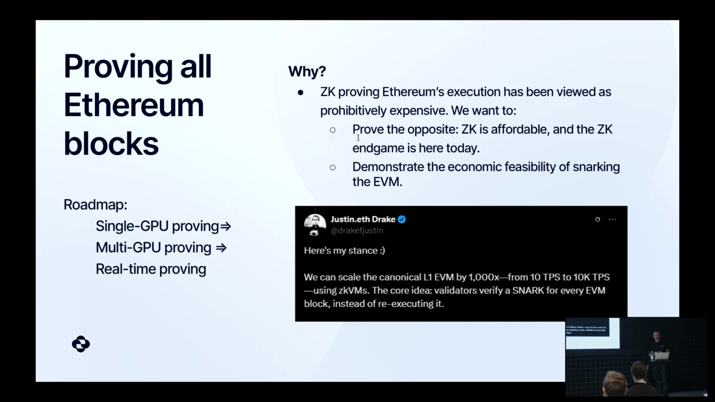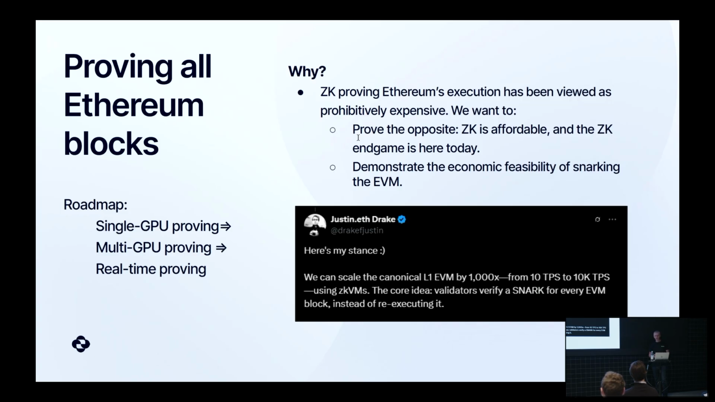Now, why is proving Ethereum important? I'm pretty sure you've seen a lot of discussions or blog posts and communication around this. Ethereum is going ZK. It seems it's not a question anymore, even though it's going to take some time. But the reason why we wanted to participate and contribute to proving Ethereum's execution, even at this point, is because proving the entire execution has been viewed as prohibitively expensive and infeasible, and we just wanted to prove the opposite as a project building prover infrastructure.